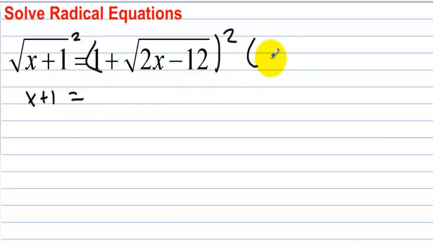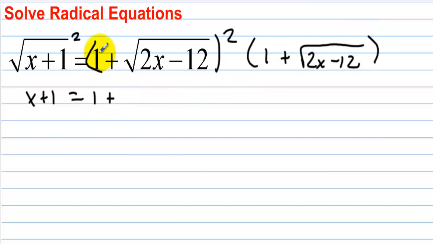And on the right-hand side, we need to FOIL this together. So we'll write another one. So we have 1 plus the square root of 2x minus 12, and now we're going to FOIL. So we get 1. And then plus, the outside is the radical, and the inside is the radical, so we have 2 of these. So we have 2 times the square root of 2x minus 12. And then on the last, the radicals go away, so we have plus 2x minus 12.